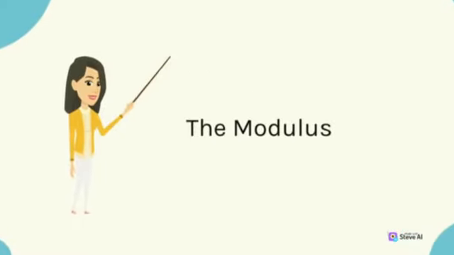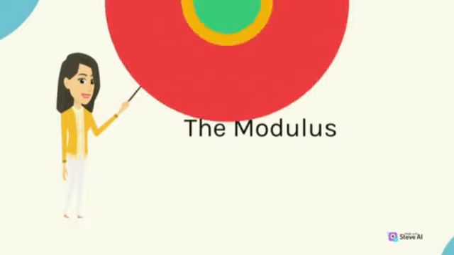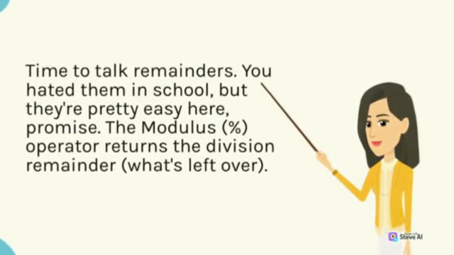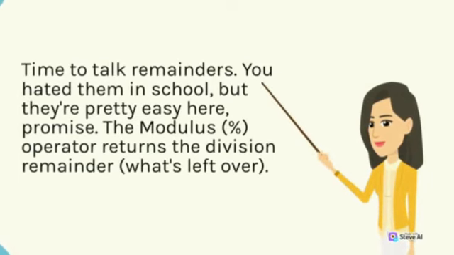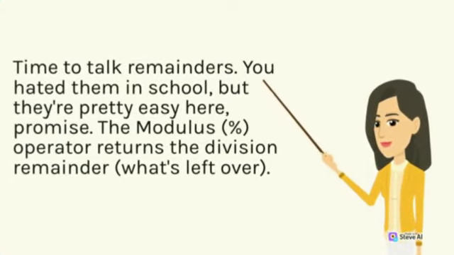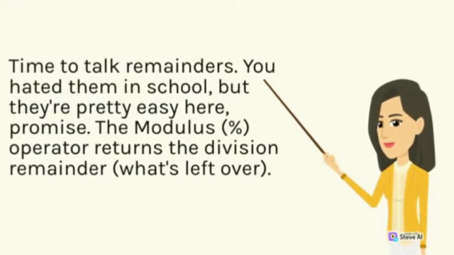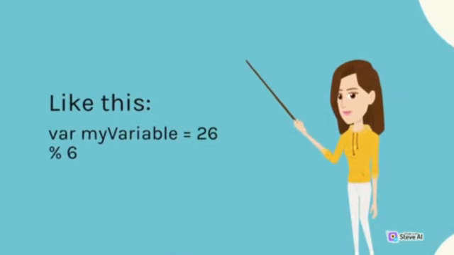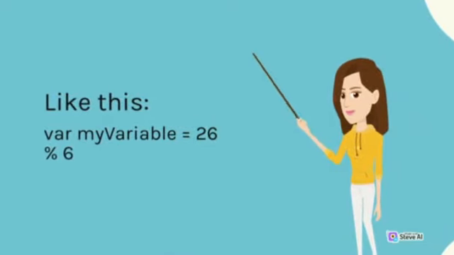The modulus. Time to talk remainders. You hated them in school, but they're pretty easy here, promise. The modulus, percent, operator returns the division remainder, what's left over. Like this: var myVariable = 26 % 6.